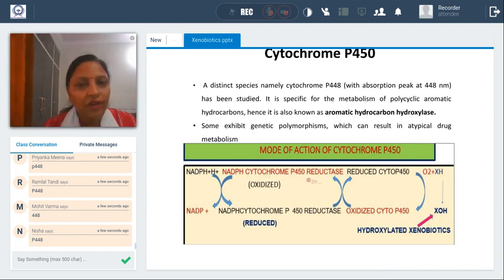This is the mode of action of cytochrome P450. It is also called monooxygenases and mixed function oxidases.